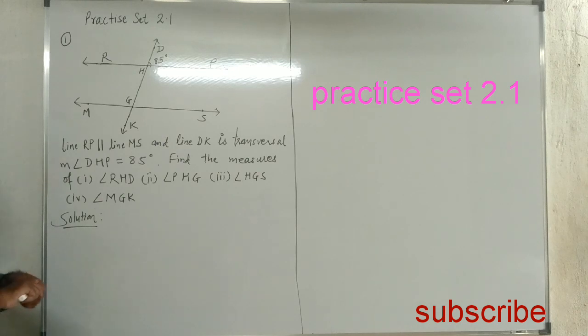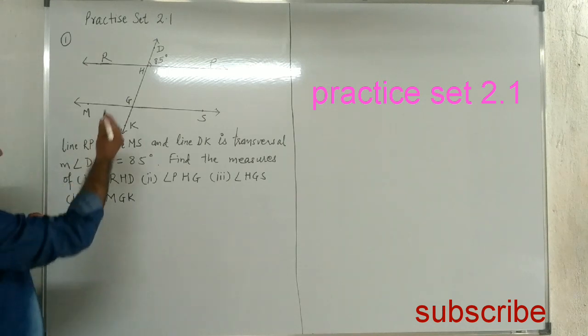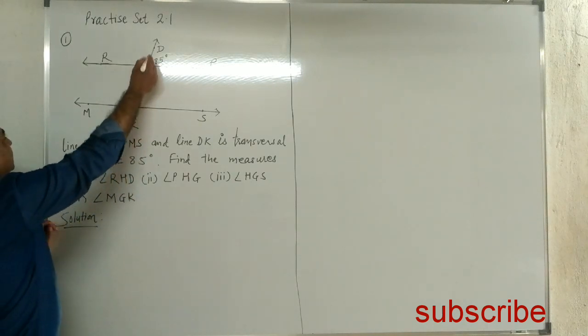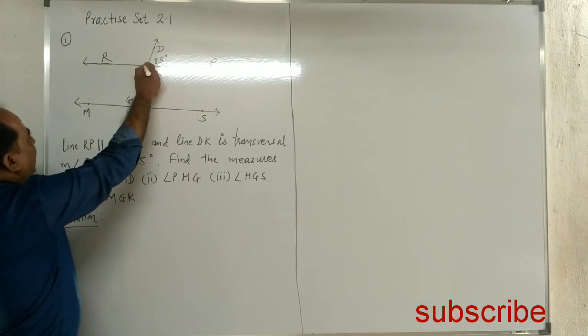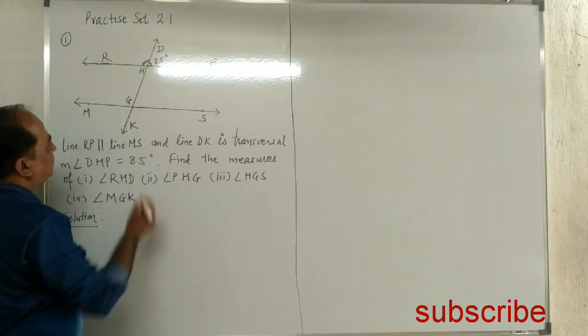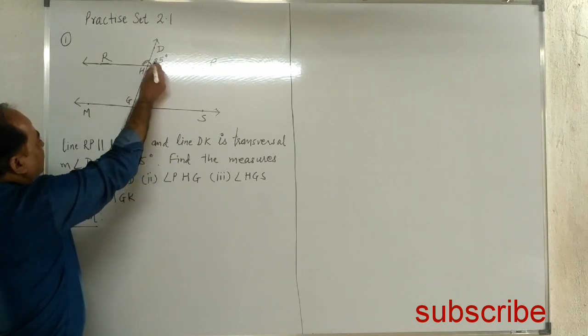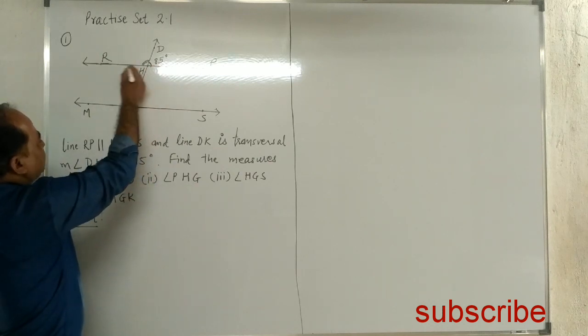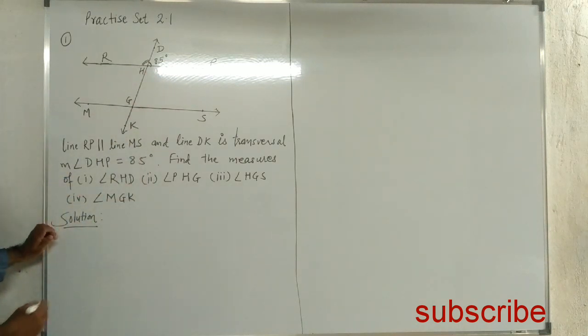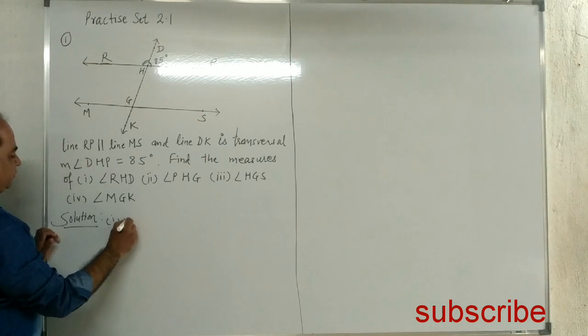lines are given parallel, then we can apply the theorem and we can find the measures of whatever angles are asked. So here first is measure angle RHD. Now measure angle RHD and angle 85 are on the straight line. So the sum of the measures of angles in a straight line, those are angles in linear pair, is 180 degrees.